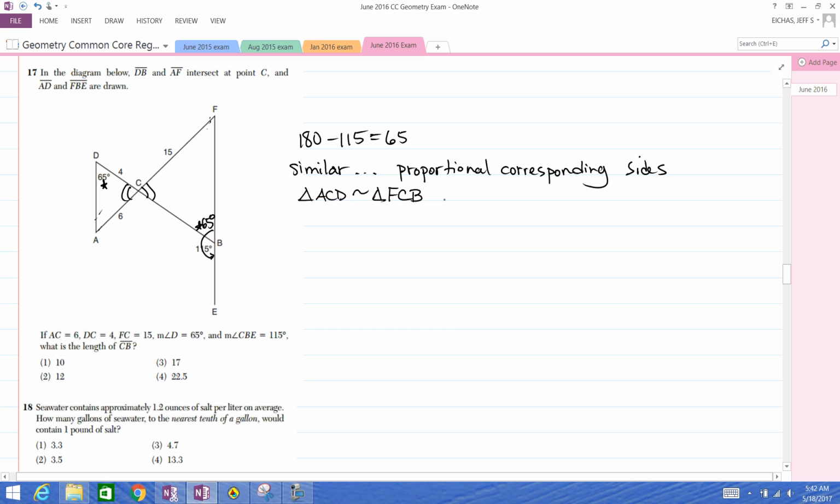All right. So now we can use AC as to FC. I just used AC because we have a number for that. Also, DC is given, and its corresponding is BC. So let's see. Oh, and they actually wanted BC, so that's perfect. So AC is 6, FC is 15, DC is 4, BC is X. And cross multiply.